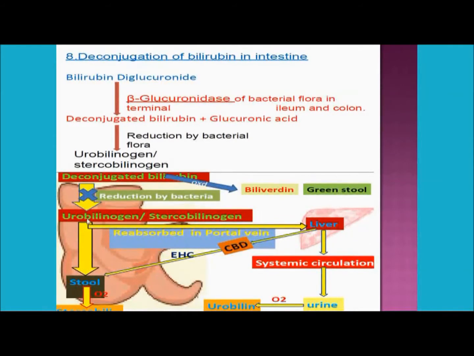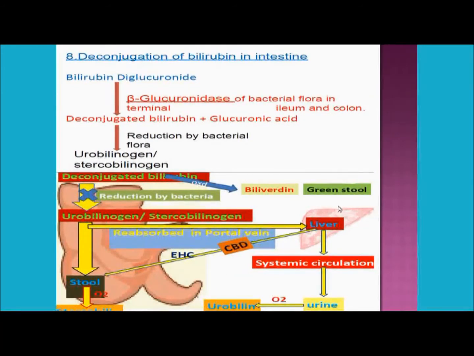But if the reduction takes place, it will form urobilinogen, or you could say stercobilinogen, which is utilized in the stool. The color of the stool comes from this. So finally it will form stercobilinogen, or you can say stercobilin. And if it doesn't get utilized, then this can go to the liver. Again, the liver will utilize it in the CBD with the help of the enzyme EHC, which again comes to the stool. And see, the color of the stool is yellow due to this stercobilin.